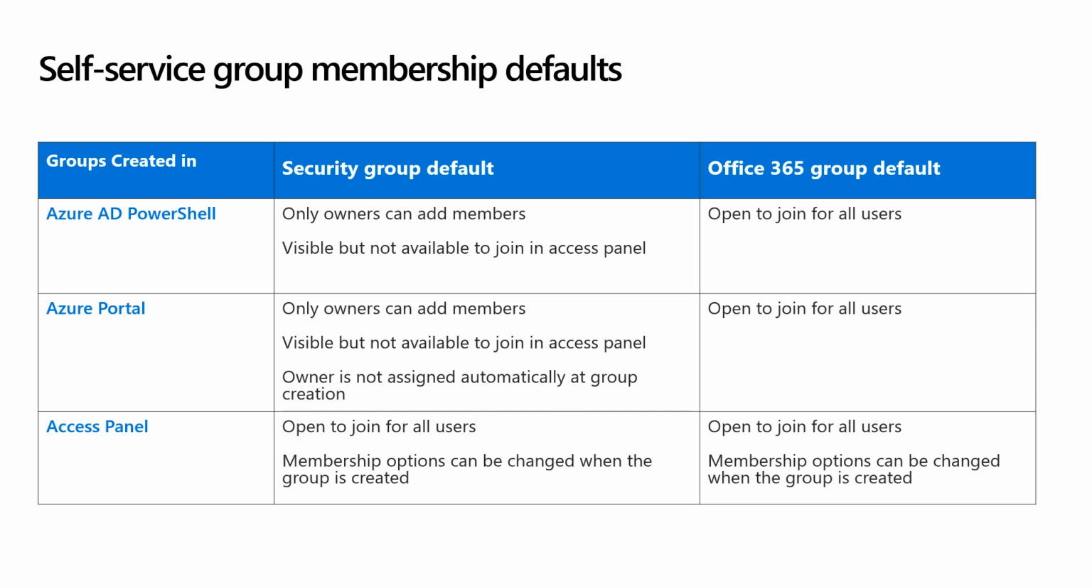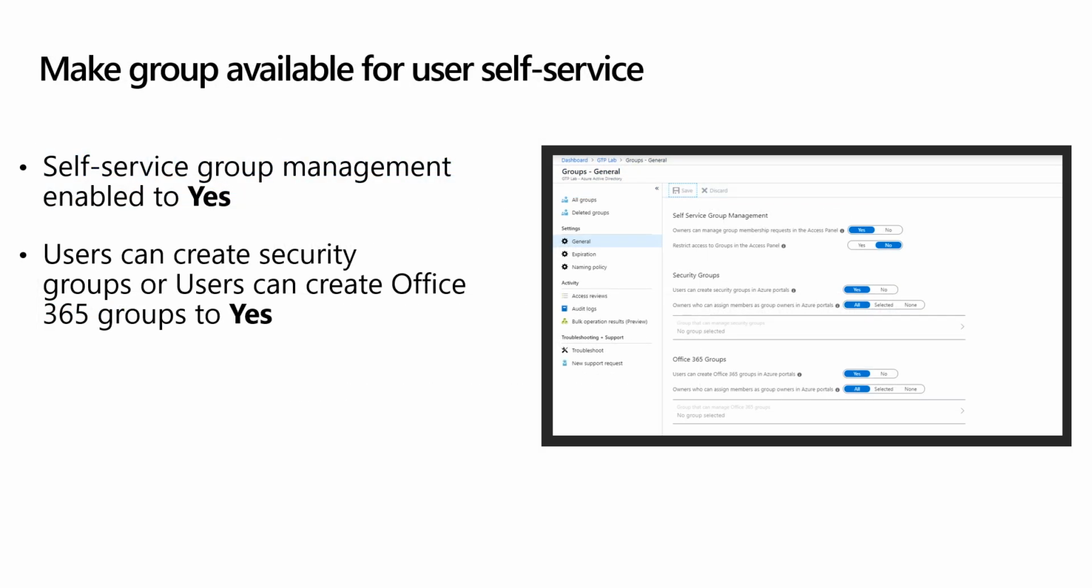In the Access panel, you can change membership options when you create the group. You can make groups available for self-service by browsing to Group Settings and enabling the Self-Service Group Management property. You could also choose to allow users to create security groups or Office 365 groups. When these settings are enabled, all users in your directory are allowed to create new security groups and add members to these groups. These new groups would also show up in their Access panel for all other users.